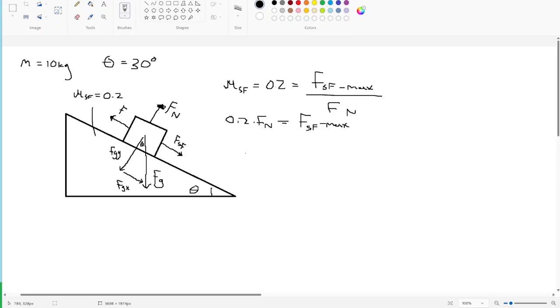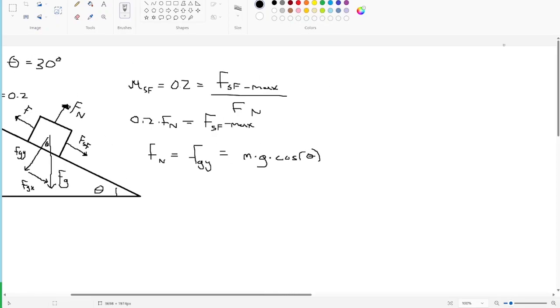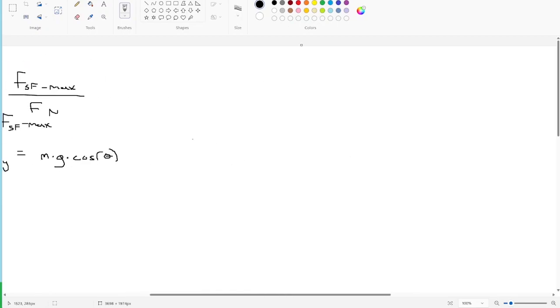Okay, so let's go ahead and calculate force normal. Again, force normal in this case is going to be equal to the force of gravity in the y component, which is going to be equal to mass times gravity times the cosine of theta. And if you're wondering how I derived the cosine of theta, quite simple.